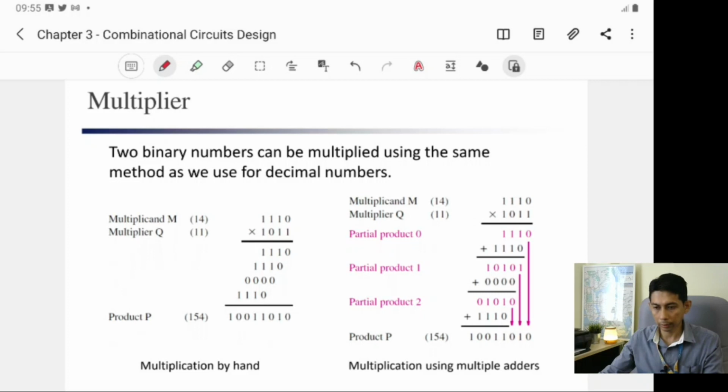Yeah. Can you see the cursor? No. Alright, this is okay.